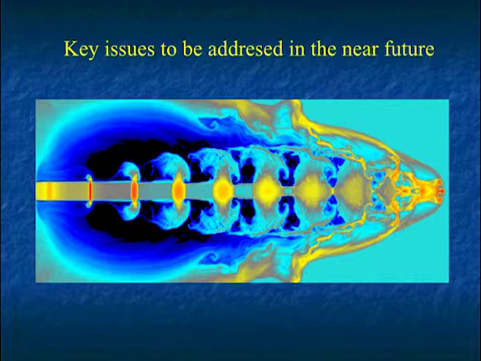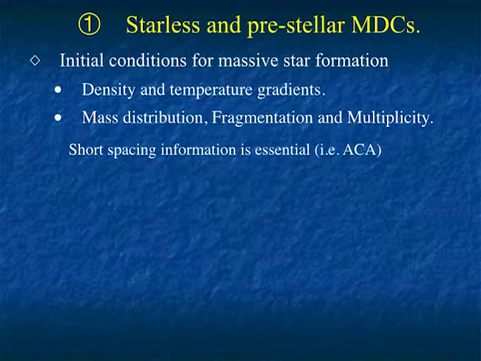So now to the next topic, which are the key issues to be addressed in the near future. With respect to starless and pre-stellar massive dense cores, we still have to define very well, with high resolution, the initial conditions for massive star formation, meaning we have to know the density and temperature distribution to see if they have gradients, and the mass distribution. We have clumps, is fragmentation important, how much multiplicity we have. So we need to do that at a better angular resolution, of course. This is something we have to do now with ALMA or other telescopes. And short spacing is essential, to recover the whole emission and see how much is in clumps and how much perhaps is in an extended but homogeneous medium.